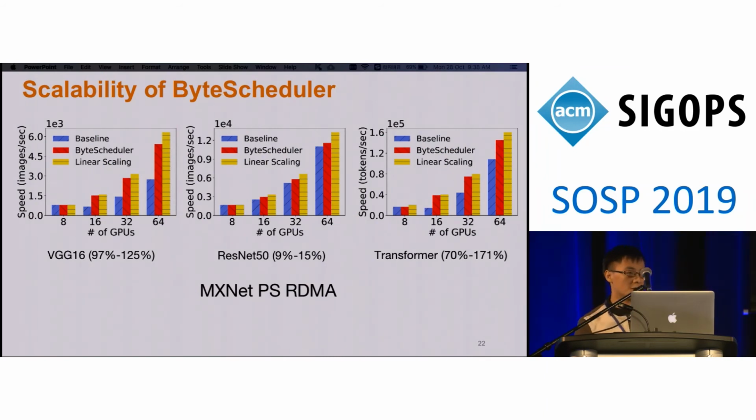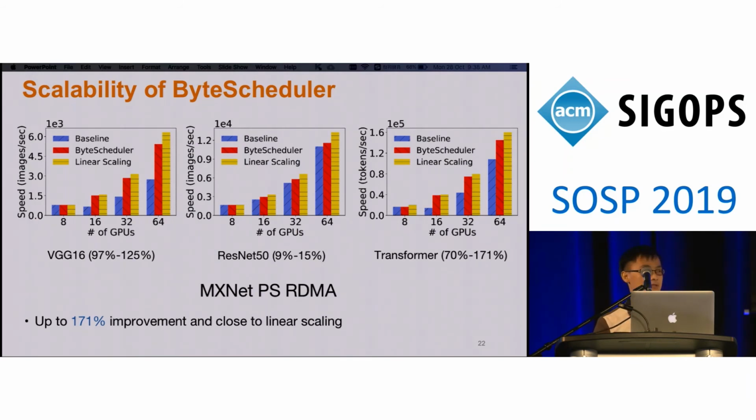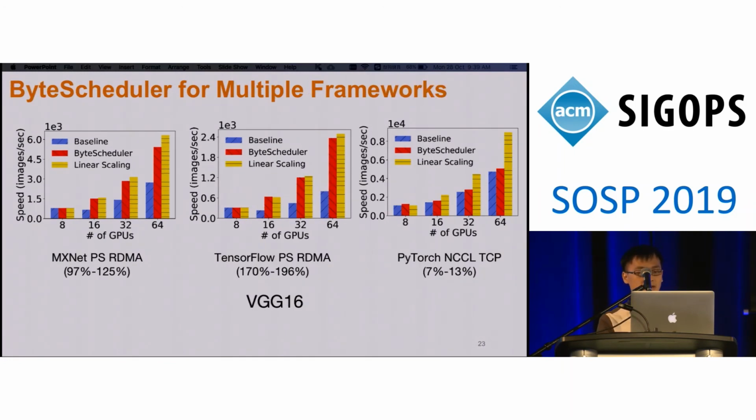First, let's see the scalability of batch scheduler when training with different number of GPUs. Here, we show the training speed of 3 models, VGG, Rastat, and Transformer, using different number of GPUs from 8 to 64 in MXNet parameter server RDMA scenario. And the numbers in the parentheses are batch scheduler's speed up. Here, we can see batch scheduler can achieve up to 170% improvement, and its performance is close to linear scaling.